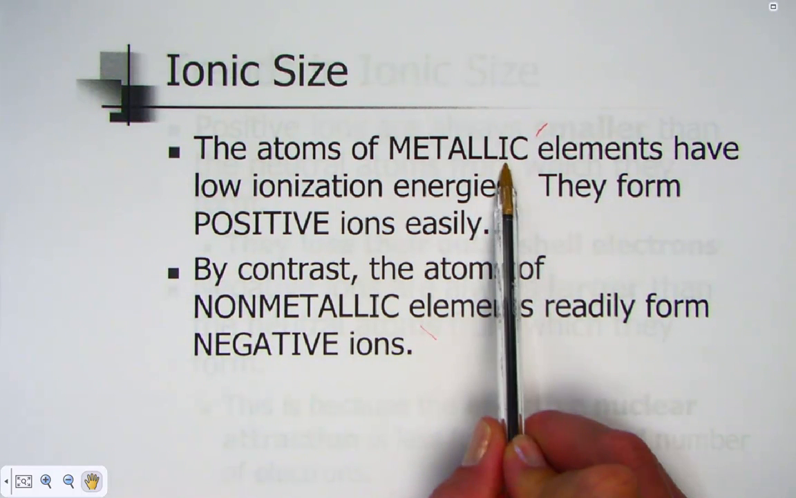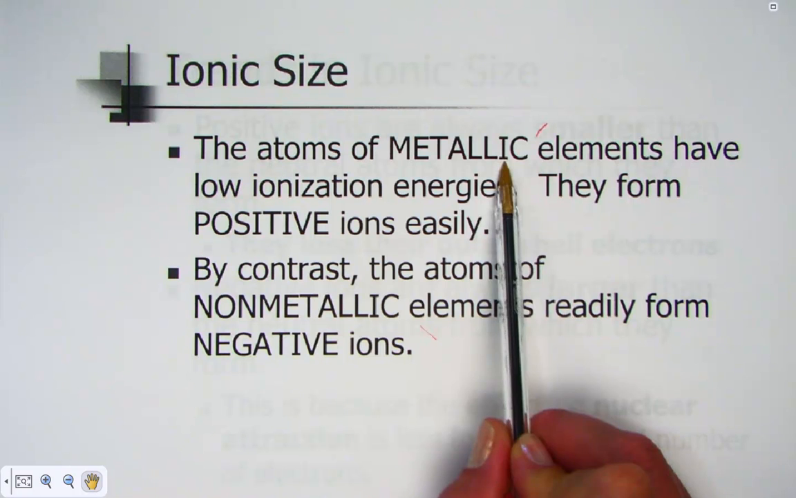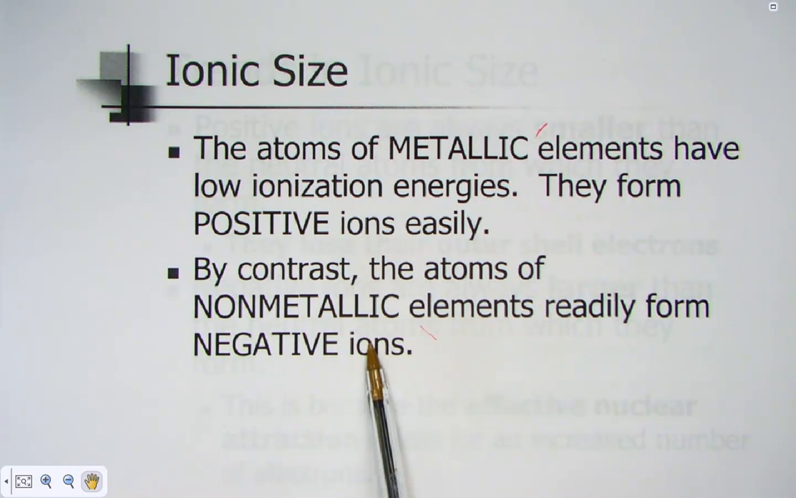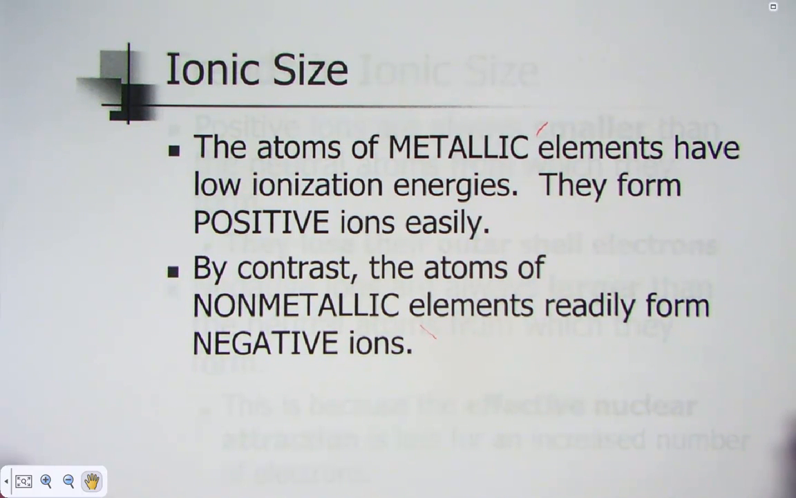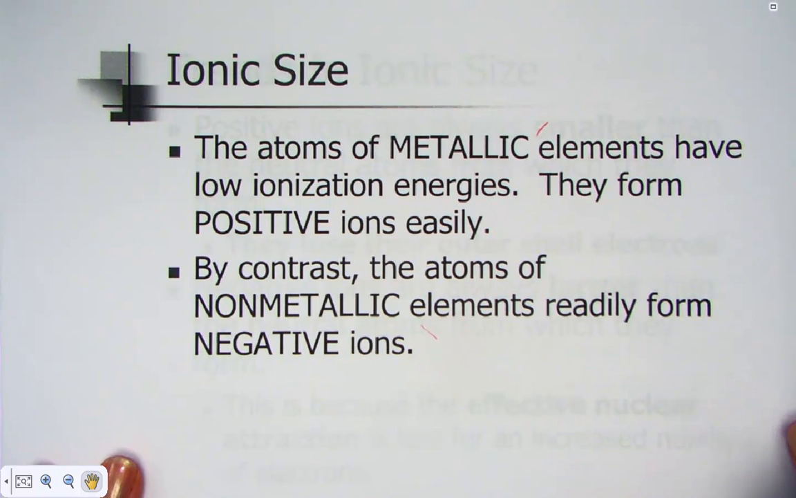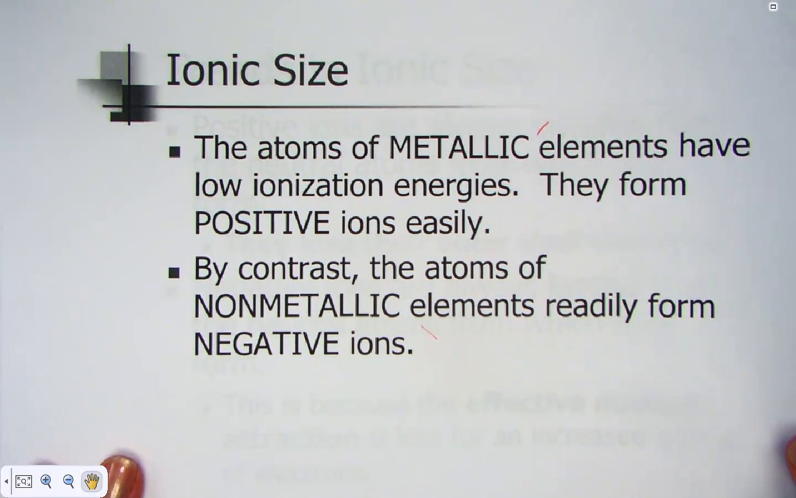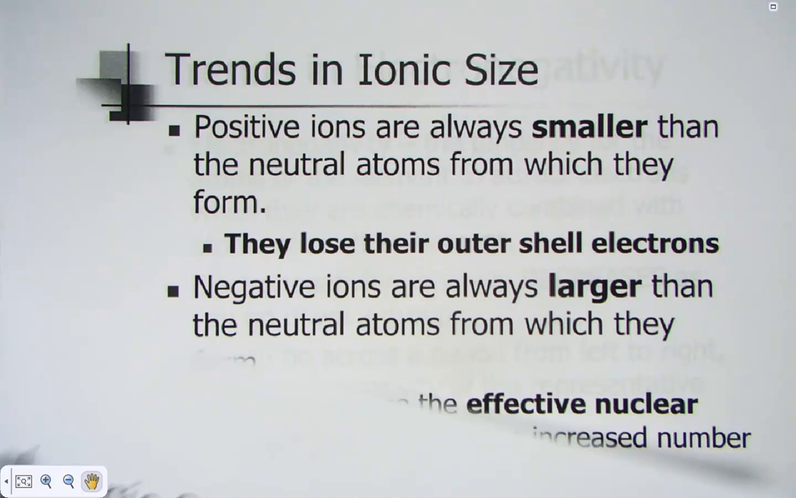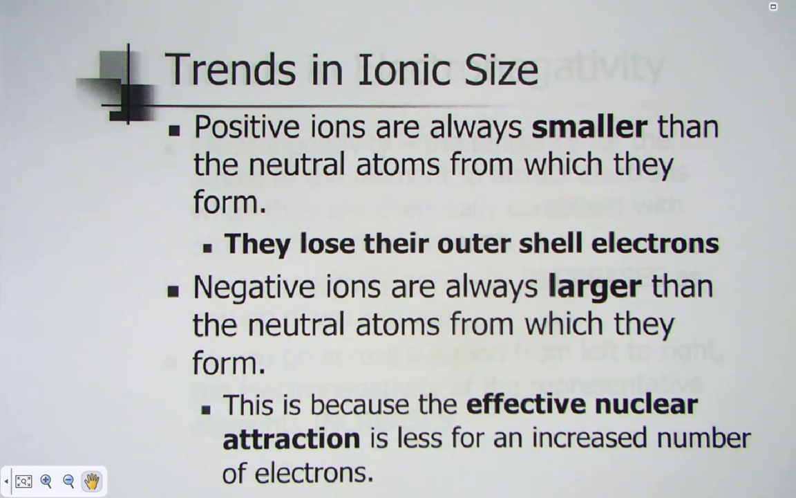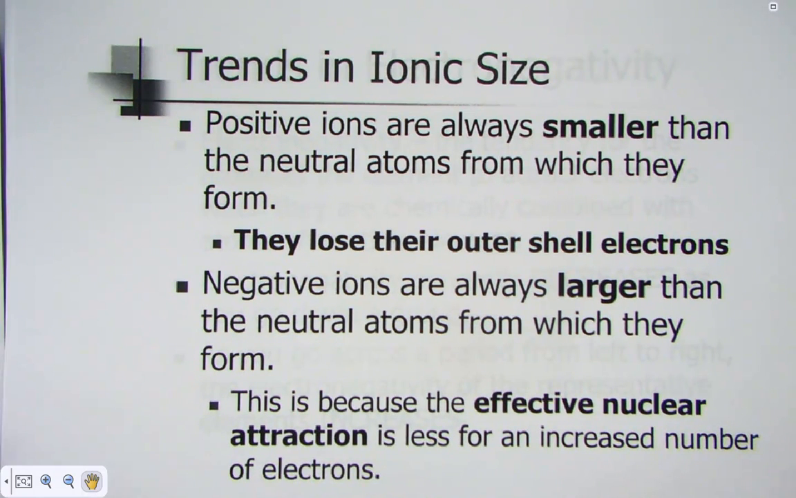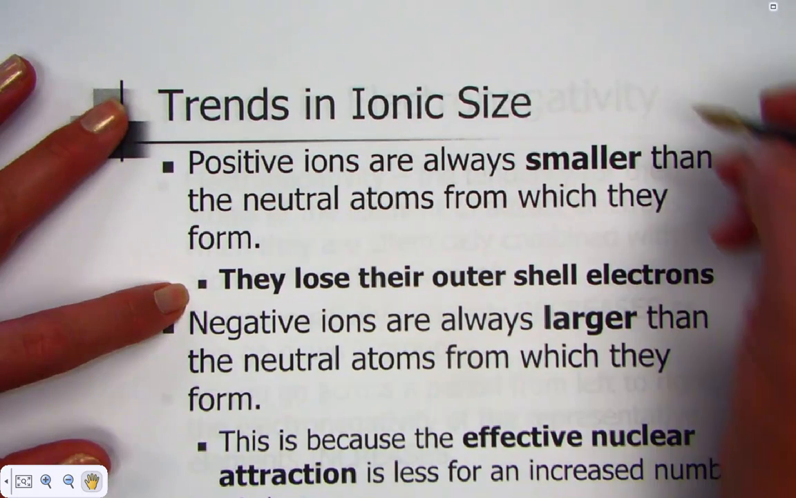When metals lose electrons to become positive, nonmetals gain electrons to become negative. What happens to the size of atoms when they lose or gain electrons? Let's talk about the trends. Positive ions are always smaller than the neutral atoms from which they form. Let's take a peek why.